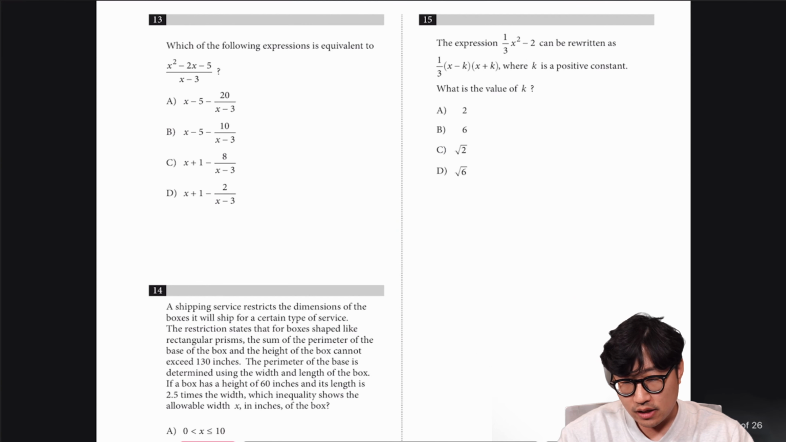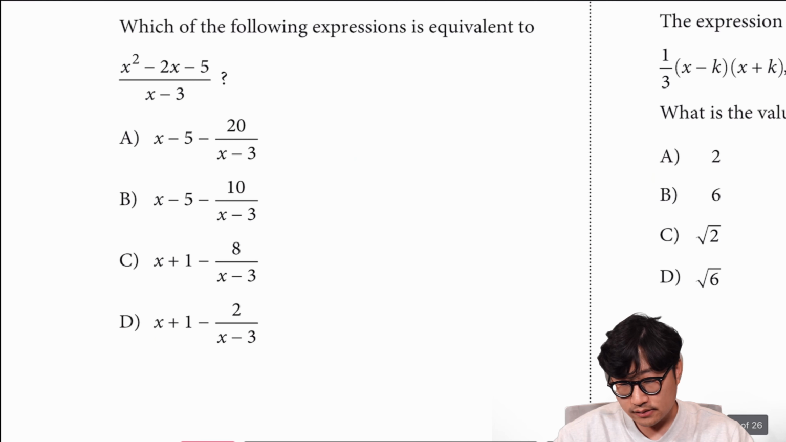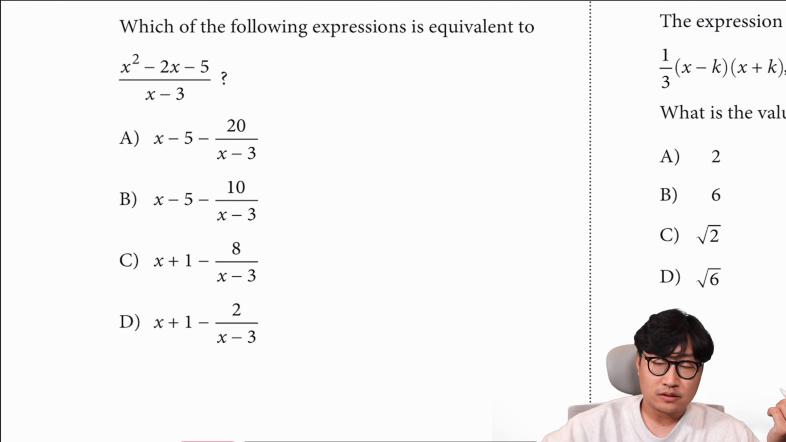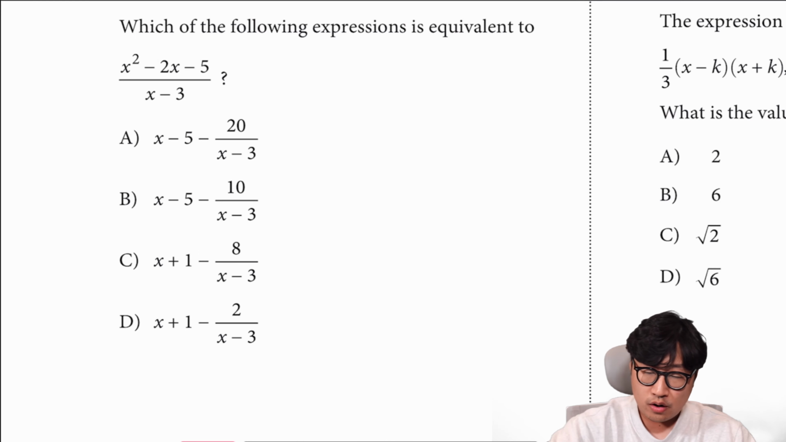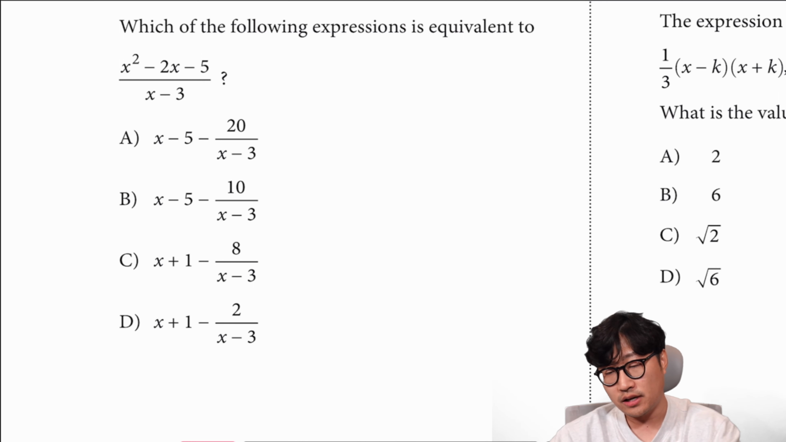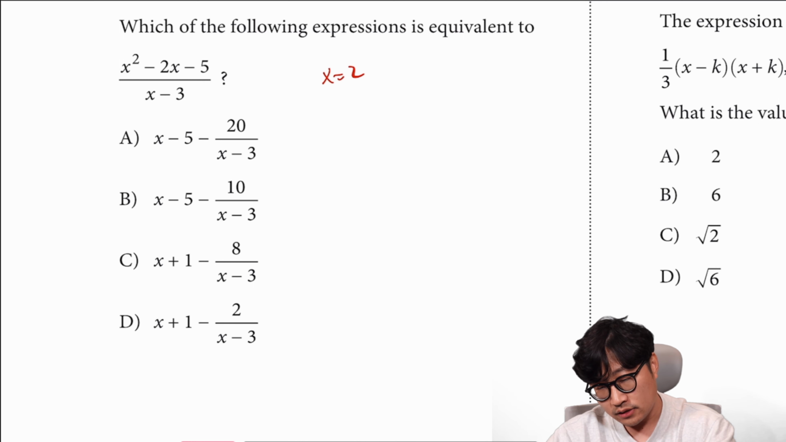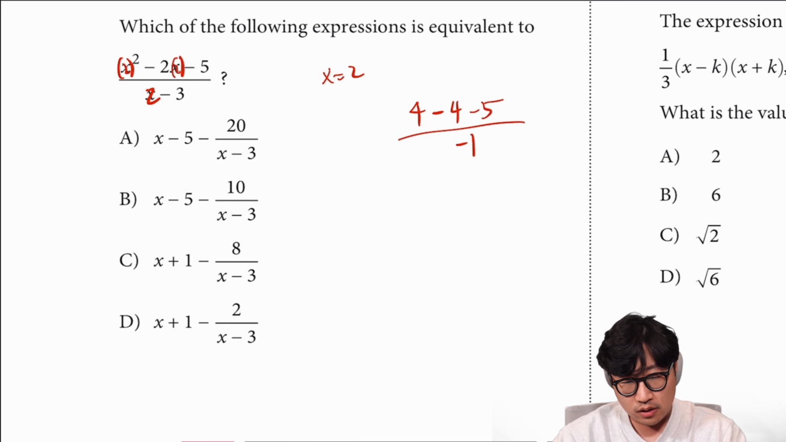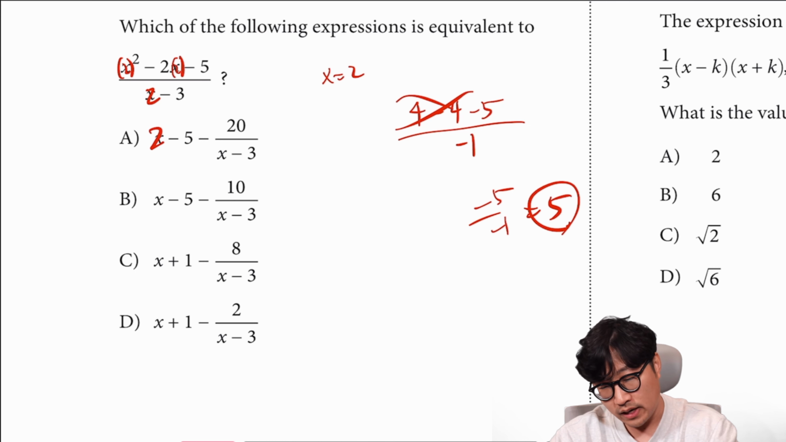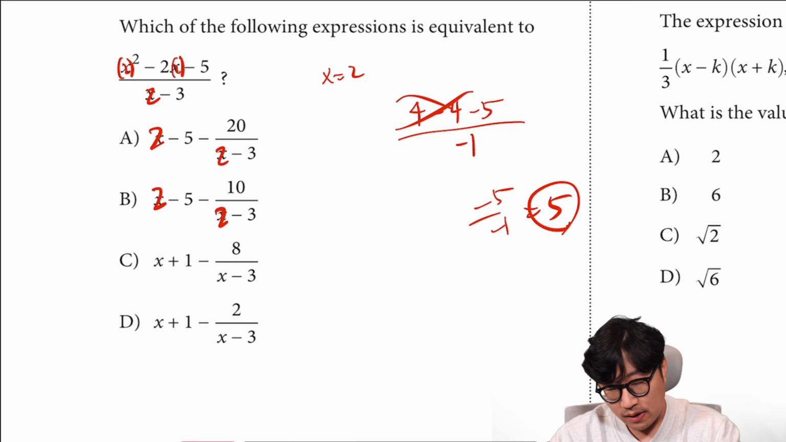All right, number 13. Which of the following is equivalent to this? Well, you can try to factor out the top, but I guarantee you it's not going to work. So you can go ahead and do long division. Or personally, I'll just plug stuff in. I'll just say x is equal to 2. If you put that in, the original expression will be 4 minus 4 minus 5 all over -1. So that just goes away. So -5 over -1 should be +5. So when I plug the 2's back in, I should get a +5 for whatever the right answer is going to be, right?